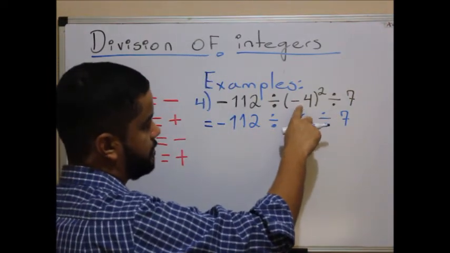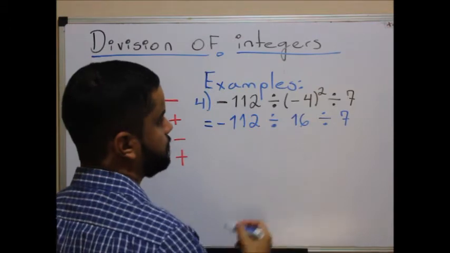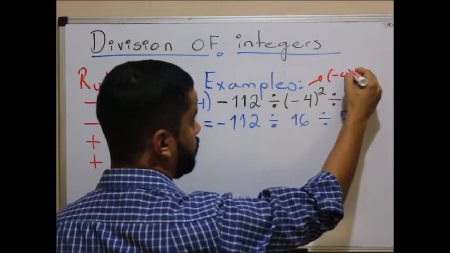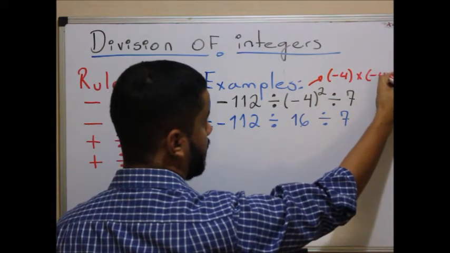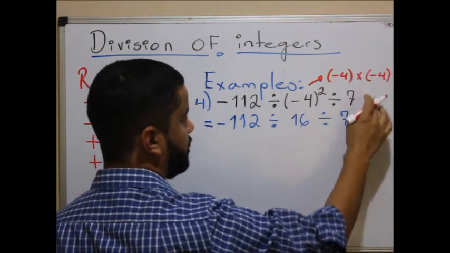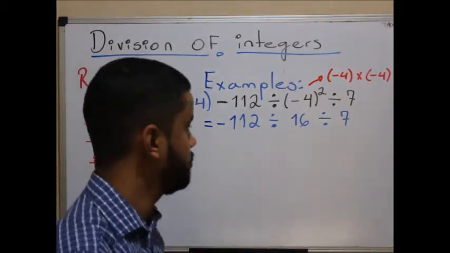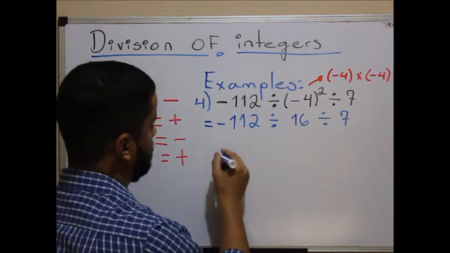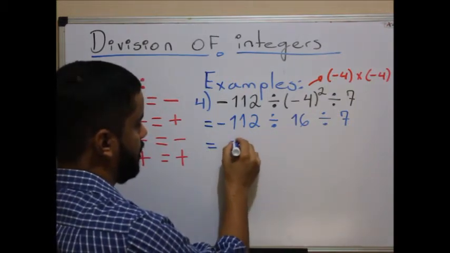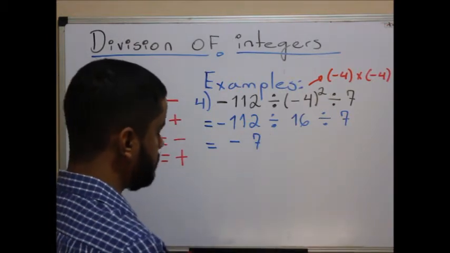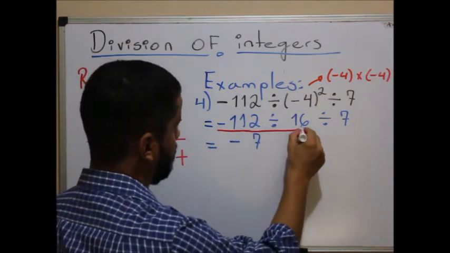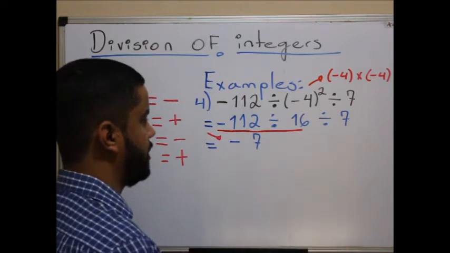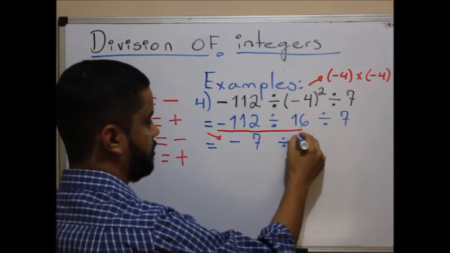Remember that this expression here is equal to negative 4 times negative 4. The same sign is equal to a positive sign. So we're going to continue here. Negative 112 divided by 16 will be negative 7. So we already made this operation and we get that solution. And then we're going to write down just the divided by 7 here.